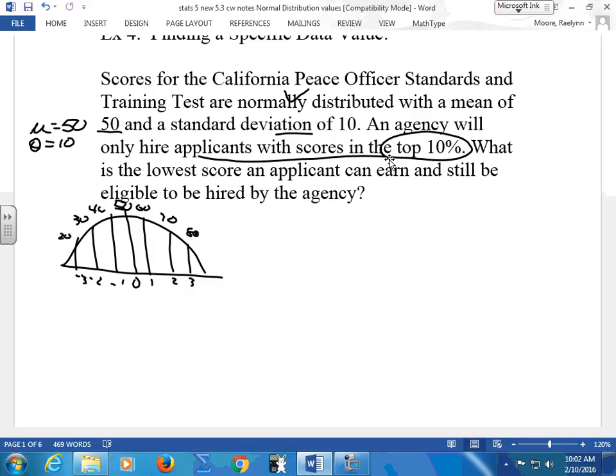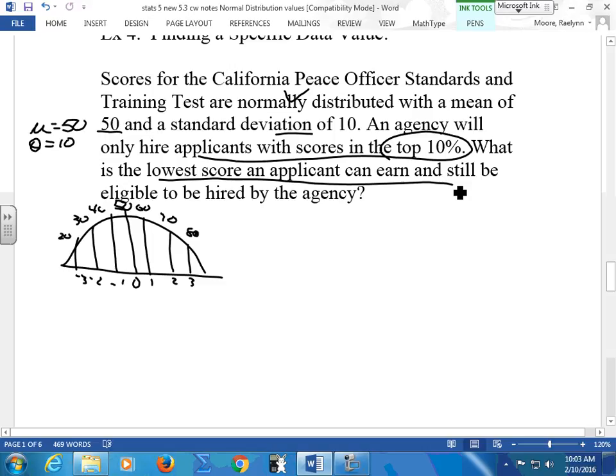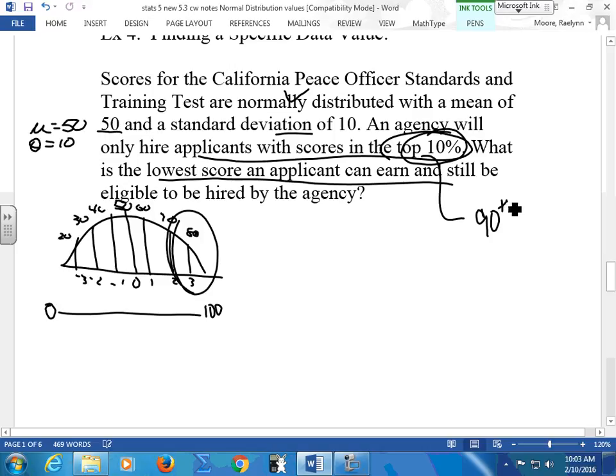So what we're looking for is the lowest score that an applicant can earn and still be hired by this agency, still be in the top 10%. The top 10% is up here somewhere, because remember, this goes from 0 to 100. So the top 10% would put them at the 90th percentile. We have to find that X value. Since we're looking for that X value, we're going to use your formula, transform, to find your X value.